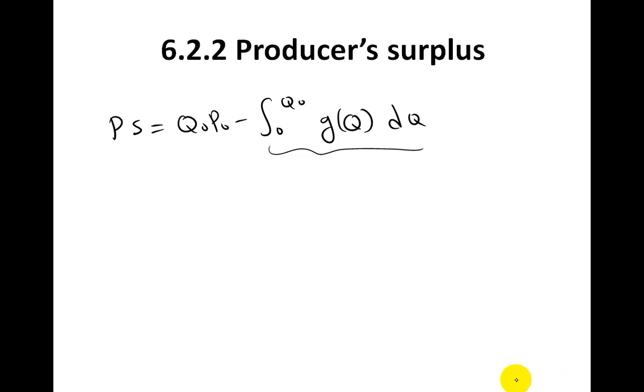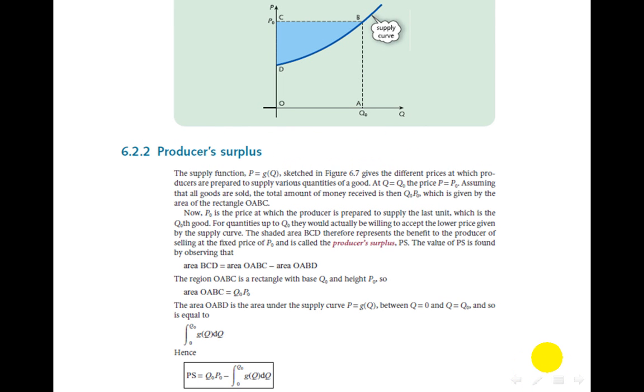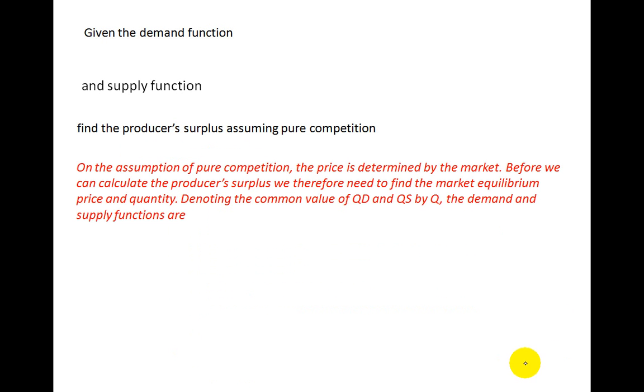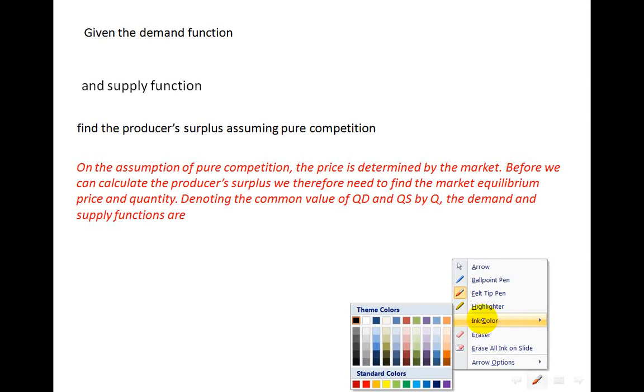Let's have an example here. Again, you can read this note later to understand more about what producer surplus is. Now I'm talking about this shaded area. I'm looking for this shaded area, which represents the benefit to the producer. Let's have an example to make the idea more clear.